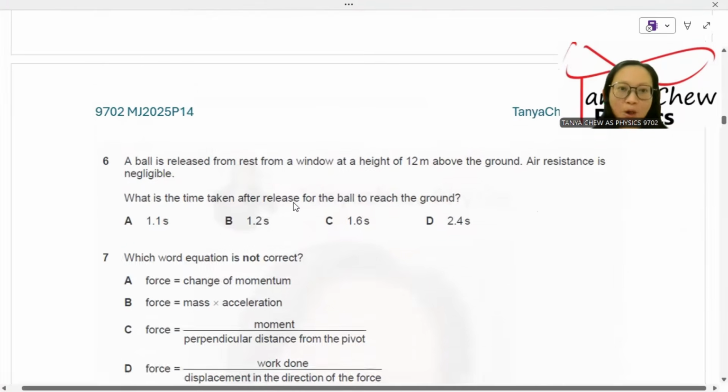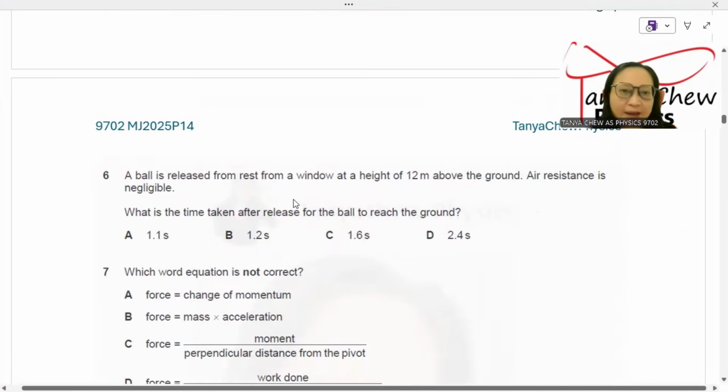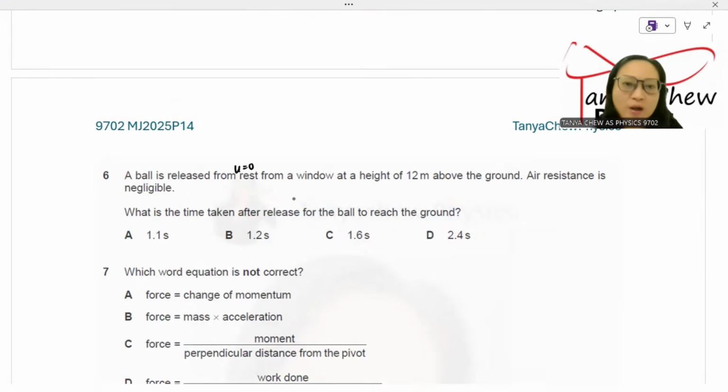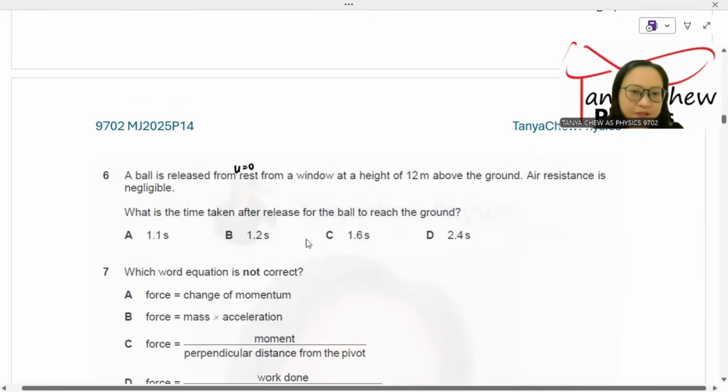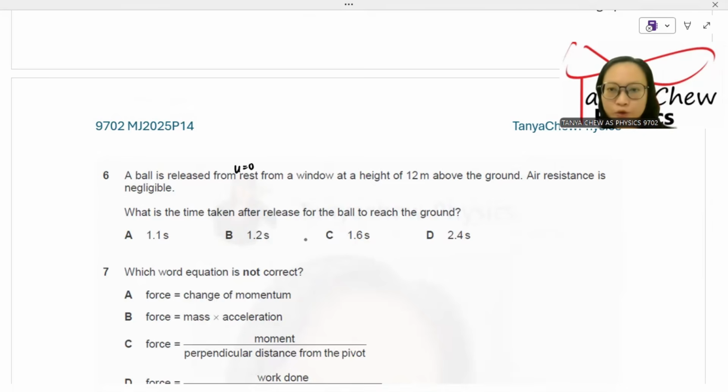Number 6, a ball is released from rest, so u equals 0, from a window at a height of 12 meters above the ground. Air resistance is negligible. What is the time taken after release for the ball to reach the ground? I am going to use one of the kinematics equations, s equals ut plus half gt squared, because when you release the ball, it will fall with gravitational acceleration, air resistance being negligible.